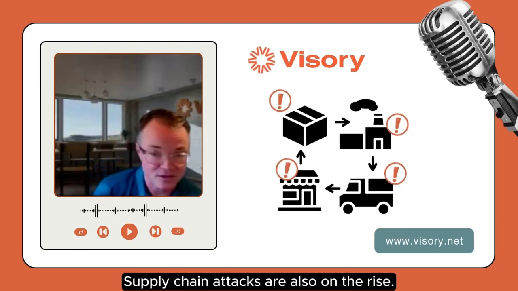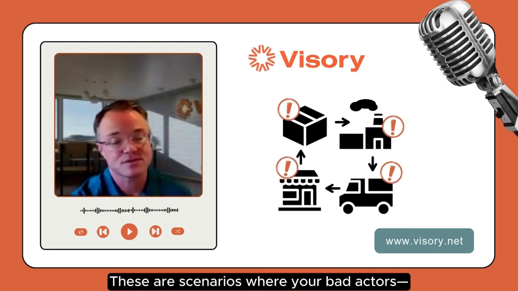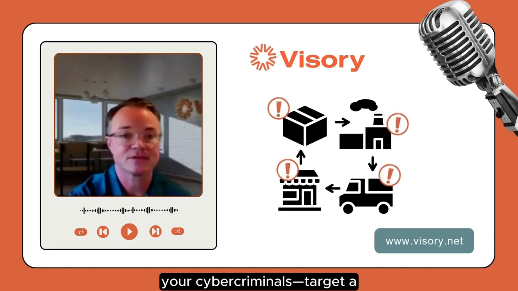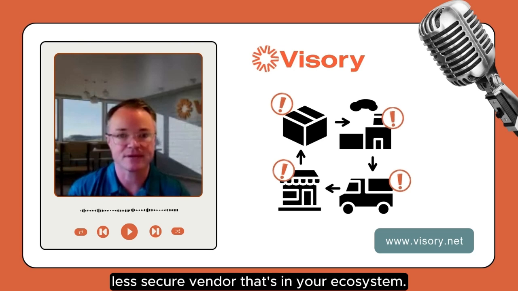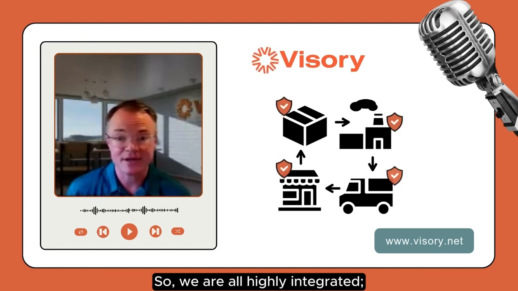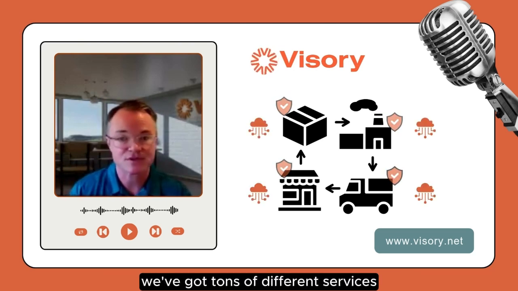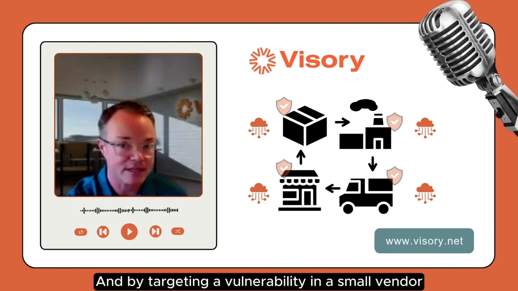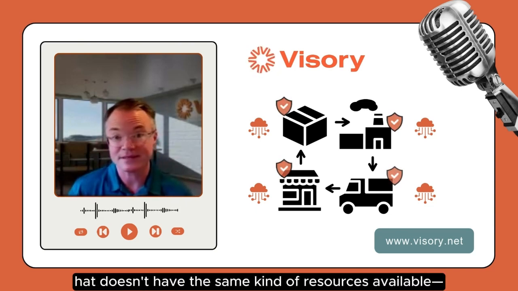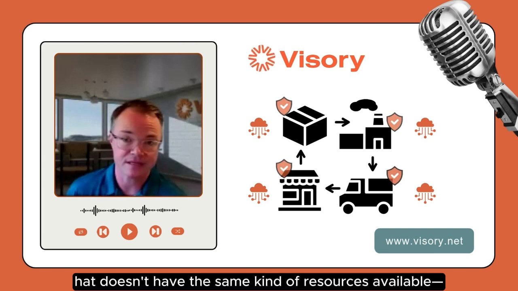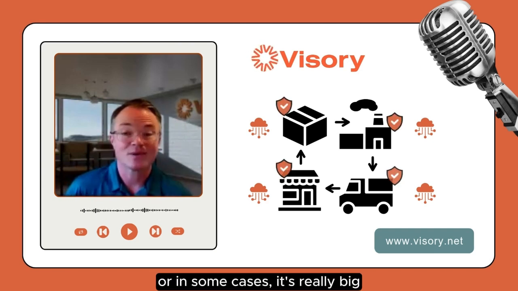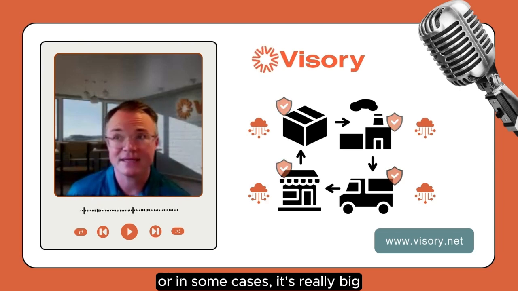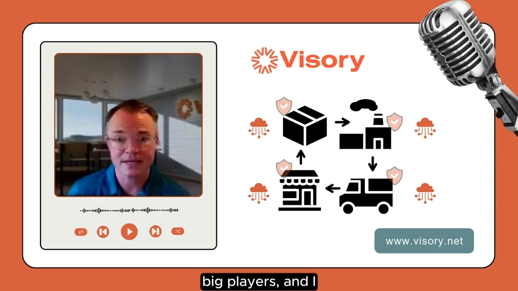Supply chain attacks are also on the rise. These are scenarios where your bad actors, your cyber criminals, target a less secure vendor that's in your ecosystem. So we are all highly integrated. We're all in the cloud. We've got tons of different services talking to each other. And by targeting a vulnerability in a small vendor that doesn't have the same kind of resources available, or maybe they were a startup and they haven't budgeted for it, or in some cases, it's really big players. I think about the SolarWinds attack from a couple of years ago.